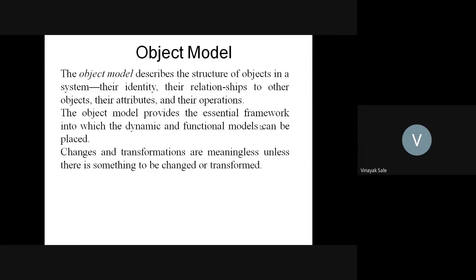We will see them one by one in detail. First is the object model. The object model describes the structure of objects in a system, their identity, their relationships to other objects, and their attributes and operations. The object model provides an essential framework into which the dynamic model and functional model can be placed. Changes and transformations are meaningless unless there is something to be changed or transformed.